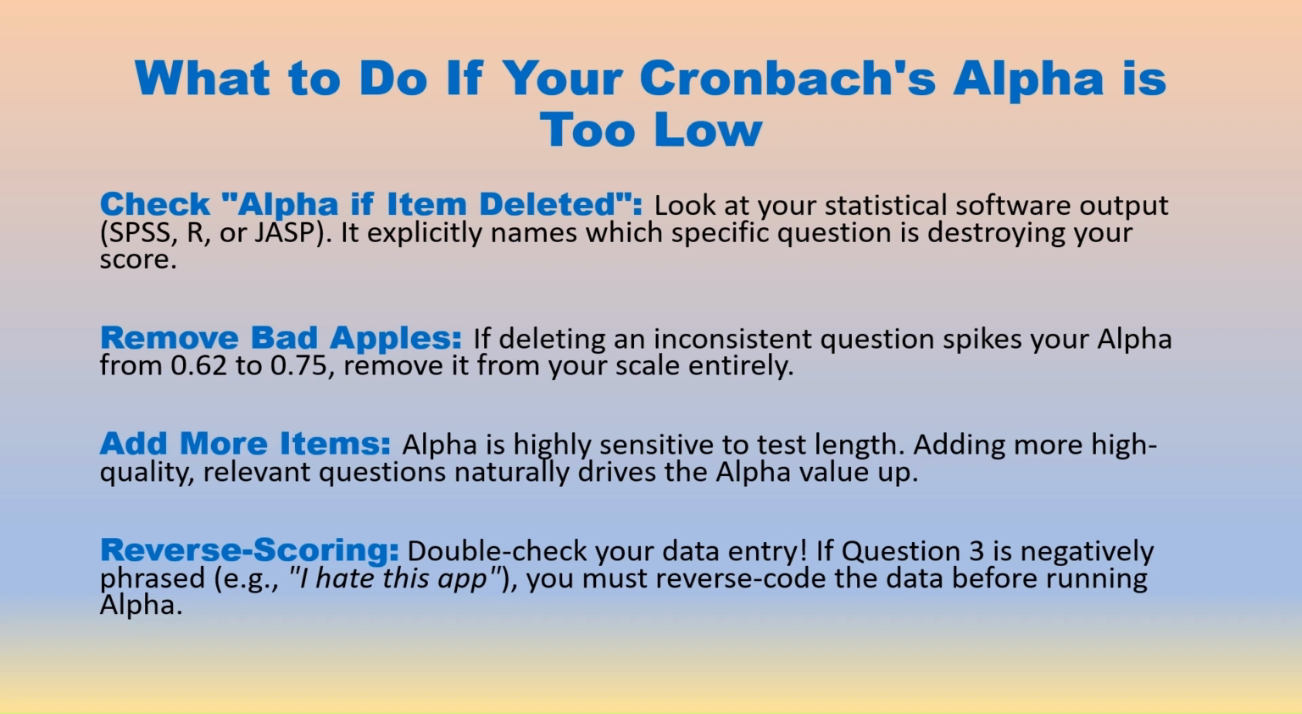Remove bad apples. If deleting an inconsistent question spikes your alpha from 0.62 to 0.75, remove it from your scale entirely. Add more items. Alpha is highly sensitive to test length. Adding more high quality, relevant questions naturally drives the alpha values up.